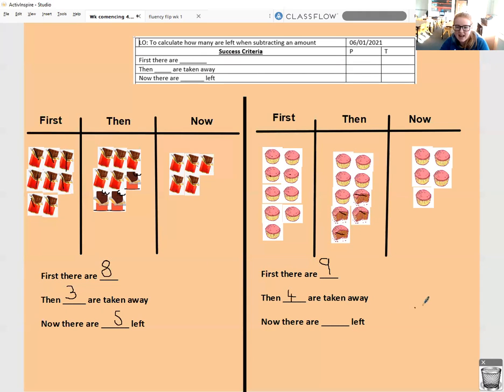How many are left? So first there were 9, then 4 were taken away. Now, how many are left? Now there are 1, 2, 3, 4, 5 left. If you've got those answers right, give them a tick. Make sure you send them over to me.